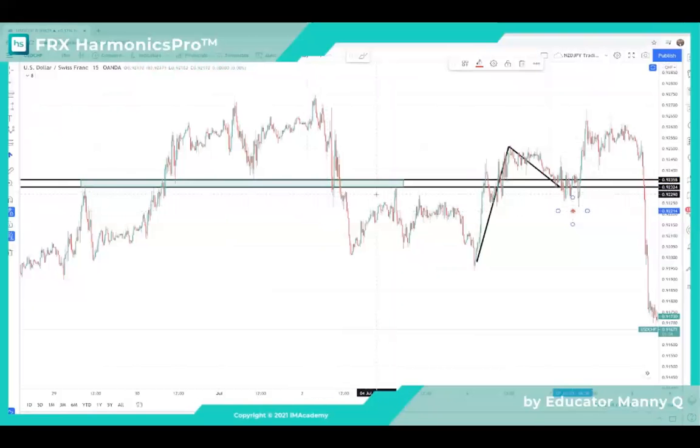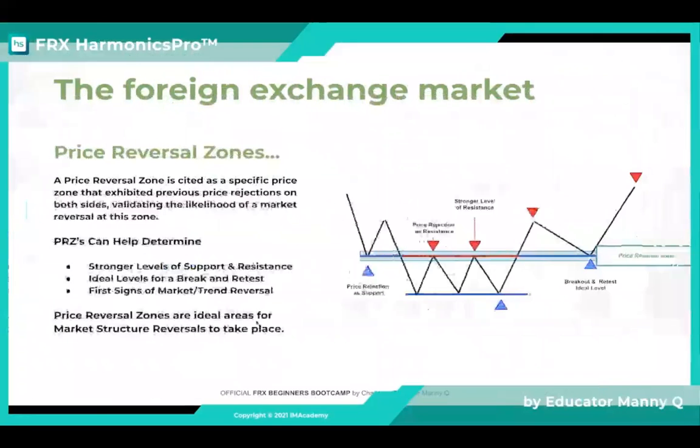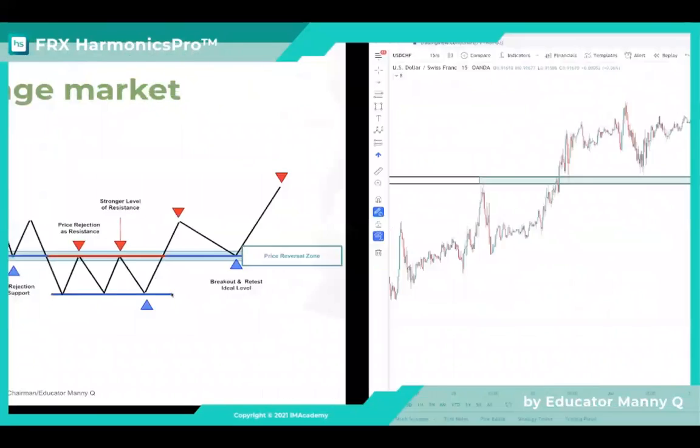All right, so price reversal zones are very, very powerful. They serve as stronger areas of support and resistance. They are ideal levels for break and retest. And most importantly, PRZ zones are the first sign of market and trend reversals on higher time frames. Remember, as discussed in our FRX Bootcamp 2, the concept of multiple time frames and analyzing.